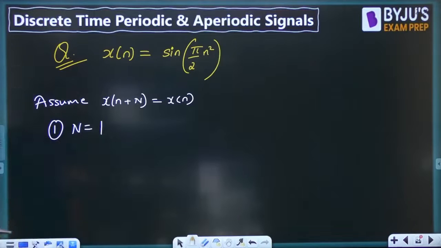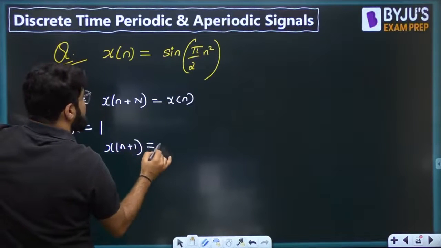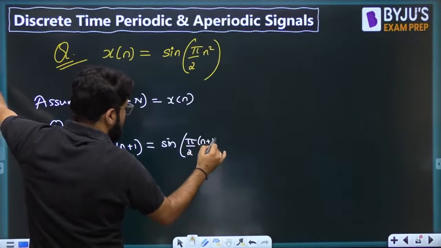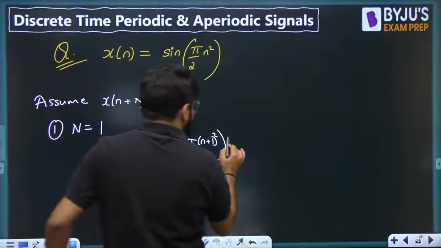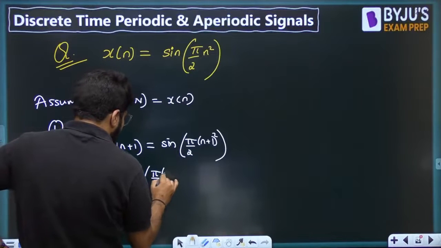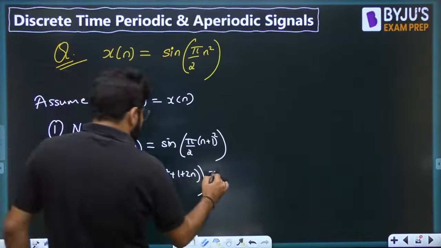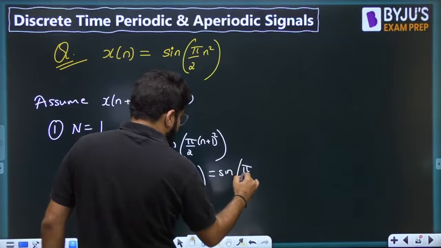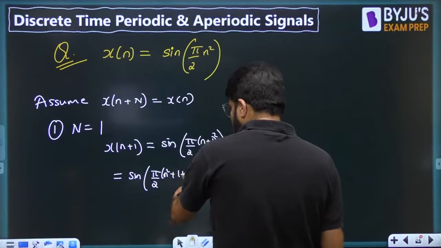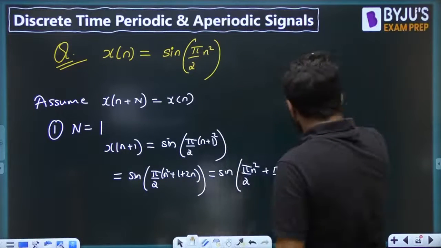Take N equal to 1. Try with the time period equal to 1. So, what is x of n plus 1? X of n plus 1 will be sine of pi by 2 (n plus 1) square. This will be equal to sine of pi by 2 (n square plus 1 plus 2n), and this will further be equal to sine of pi by 2 n square plus pi by 2. Open the bracket, plus pi n.